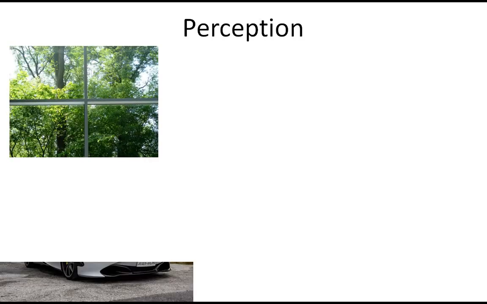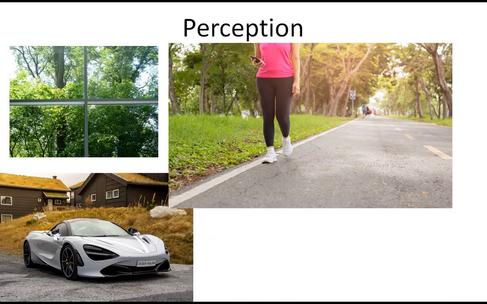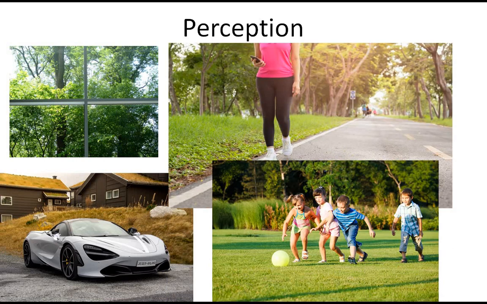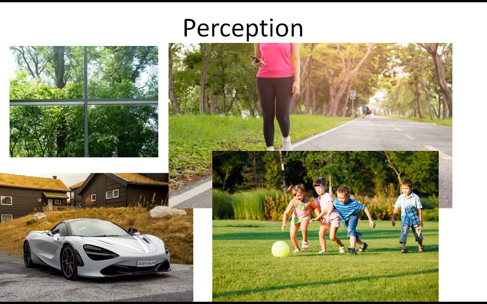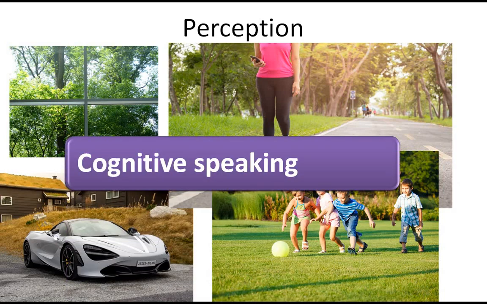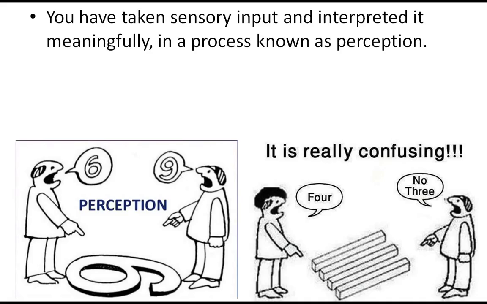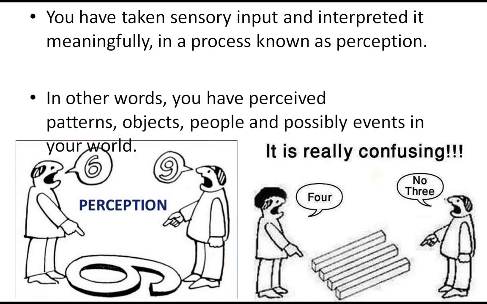Let's start with perception. I want you to look across the room right now and notice the objects you see. Maybe if you are looking out a window, you see some trees, a car, a person walking, or a group of children playing. What you have just done is cognitive processing, which is an amazing achievement. Here you have taken sensory input and interpreted it meaningfully in a process known as perception. In other words, you have perceived patterns, objects, people, and possibly events in your world.